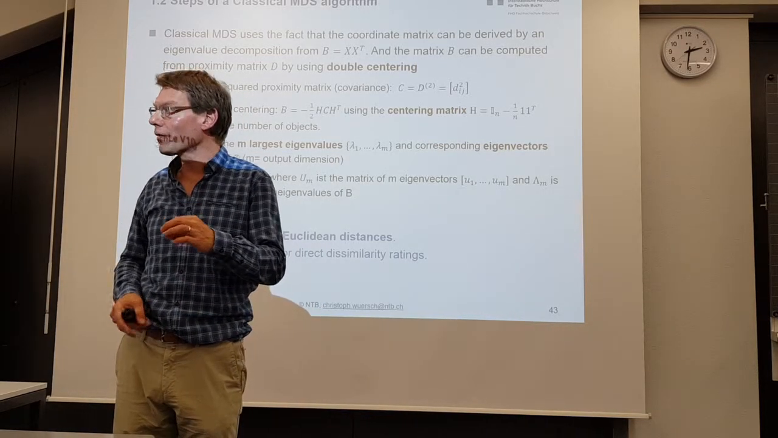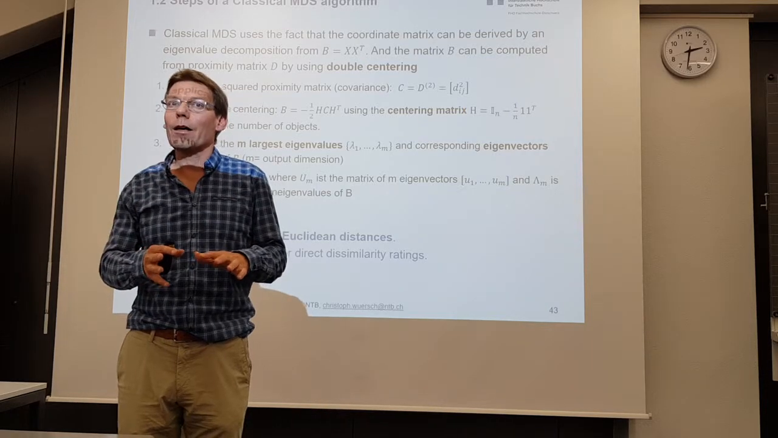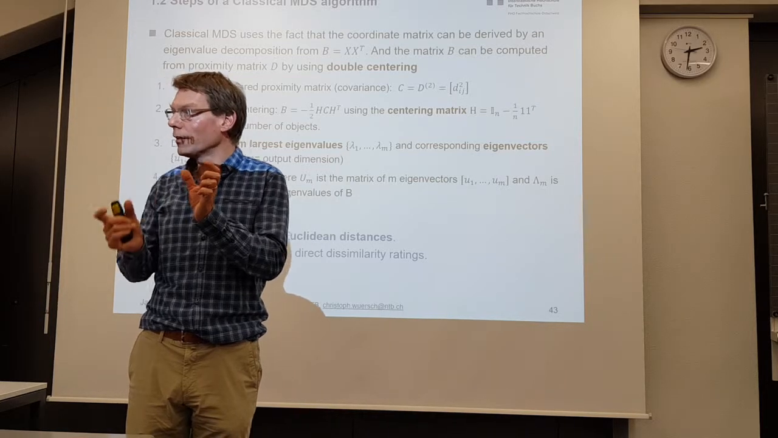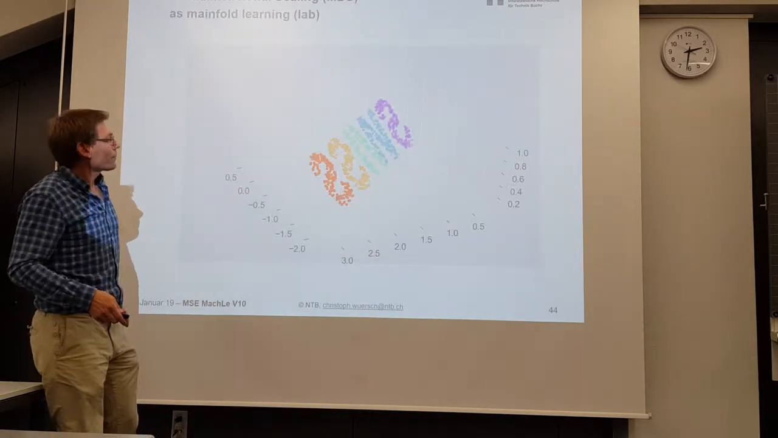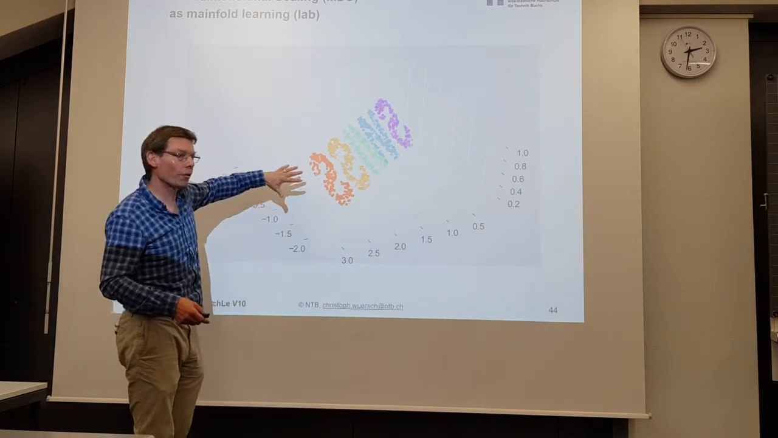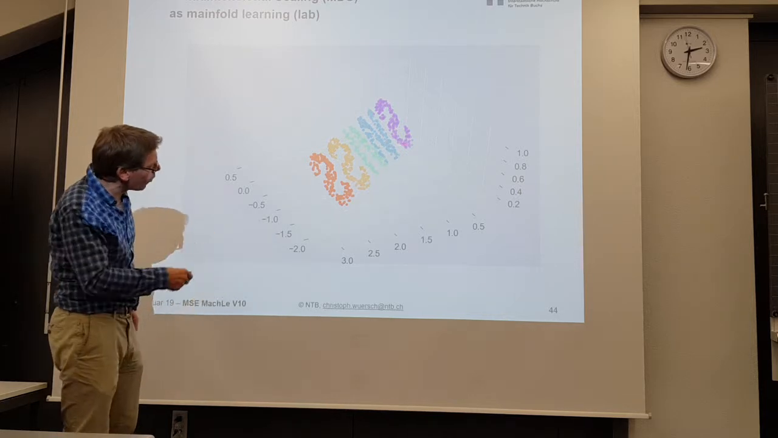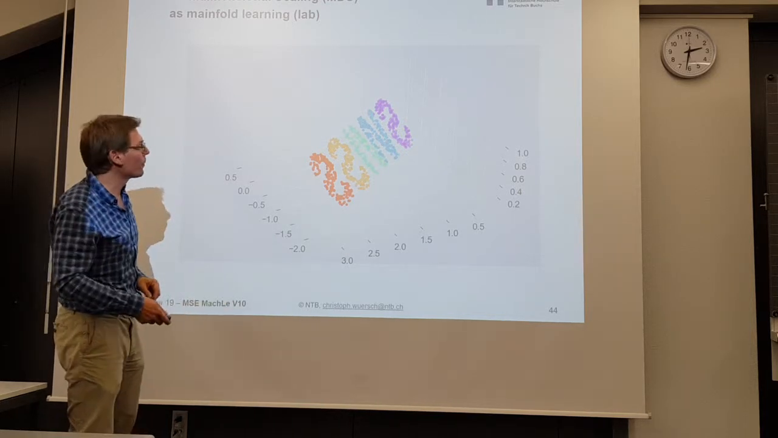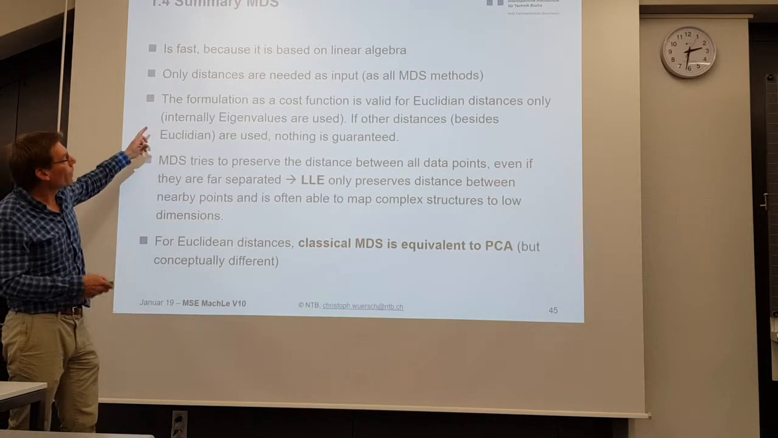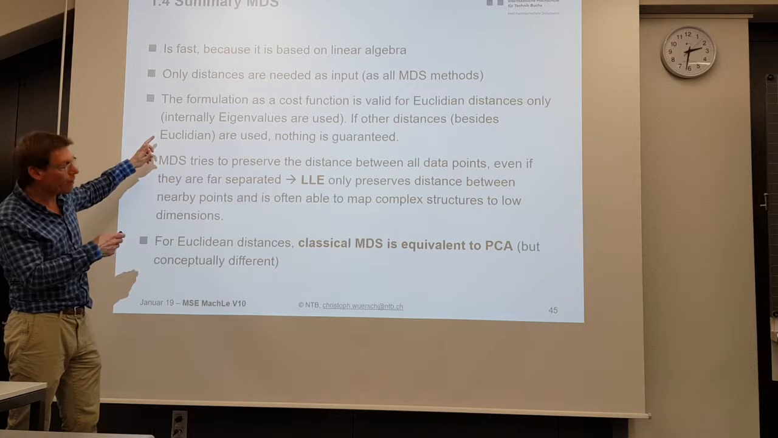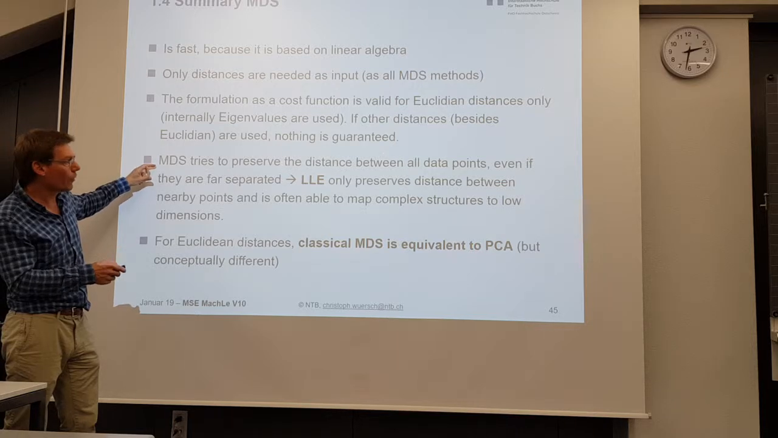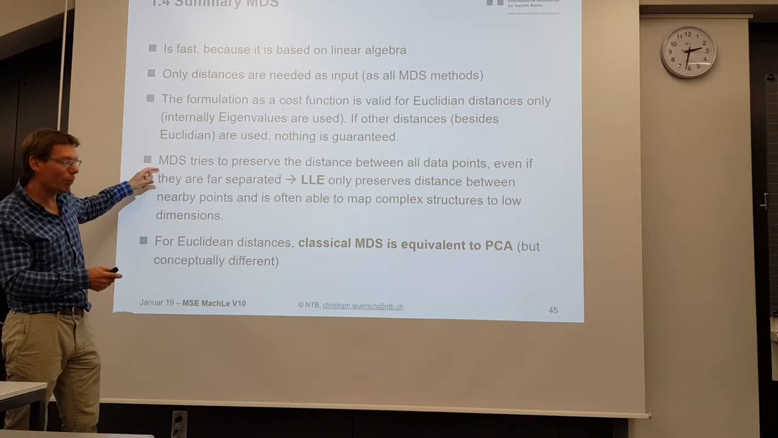For you, important to know is it's a global method. It's a manifold method here, which keeps similar distance similar in the lower dimensions. For example, here such a thing would then be projected correctly into, for example, a two-dimensional space. It's a Swiss roll, which is then unrolled. Okay, only distances are used. It's just linear algebra, that's why it's quite fast, and tries to preserve the global distances between all pairs of data points.